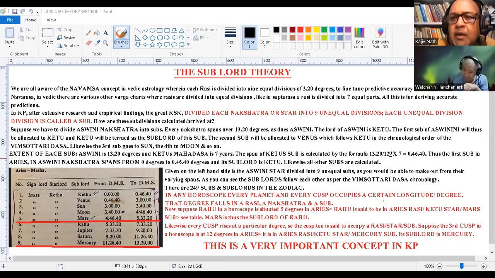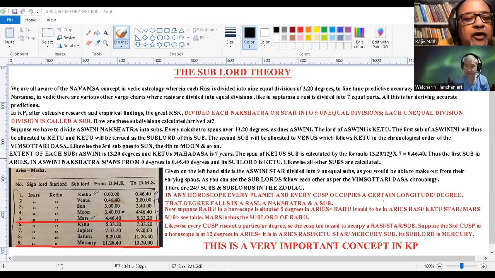Venus is 20 years, into 20. Okay, so the extent will be from where Ketu sub-lord finishes: 0 degrees 46 minutes 40 seconds, up to 3 degrees in Aries.